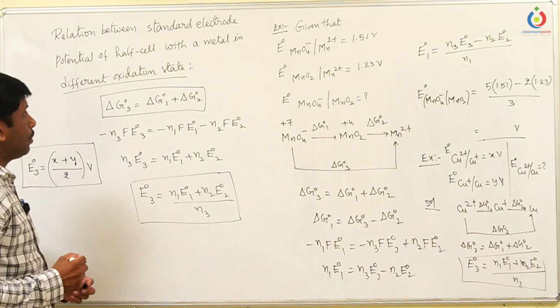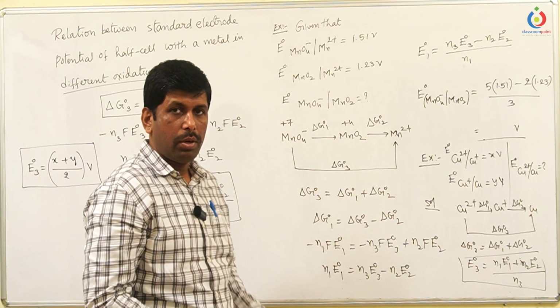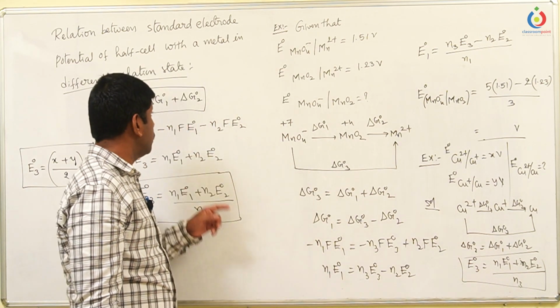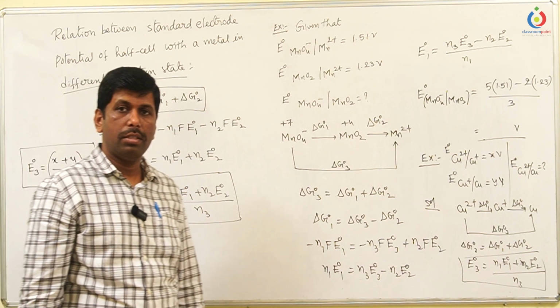So this is the way to calculate an unknown electrode potential using the formula delta G03 equals delta G01 plus delta G02.